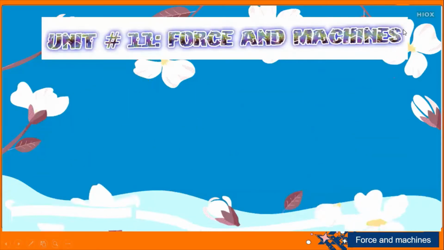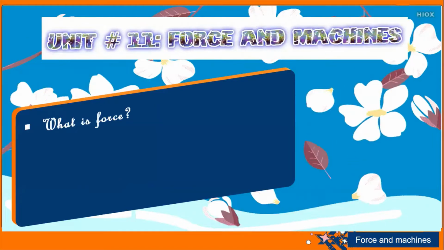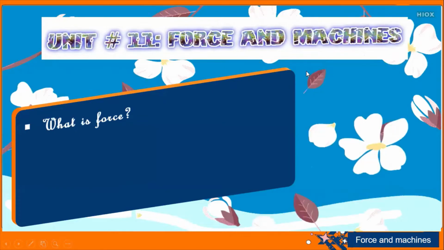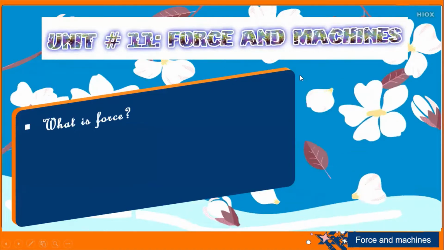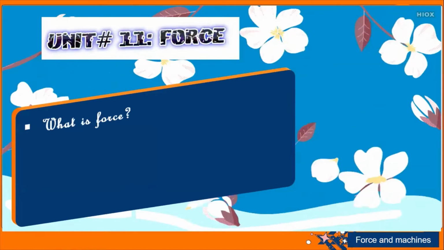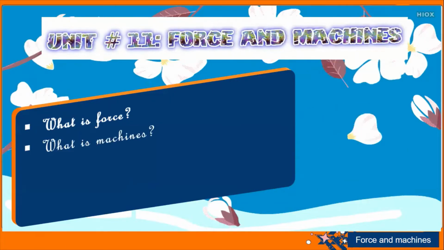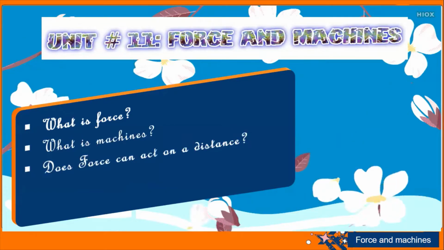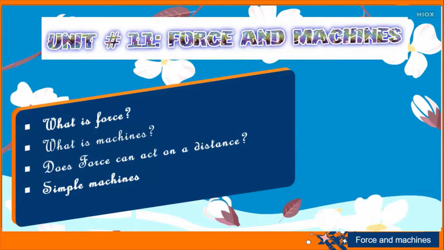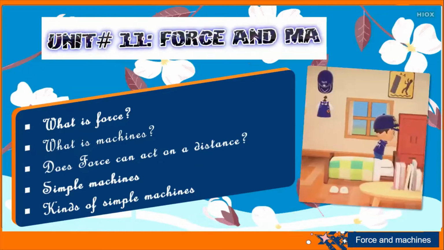Welcome to the science class students. This is the continuation of unit number 11, Force and Machines. We already did the reading from book page number 84 to 89, and have done the question answer and question number 3. First of all, we'll review the lesson that we already read. We take a quick review about what is force, what are machines, does force act on a distance, and discuss simple machines and kinds of simple machines. So let's get started, students.